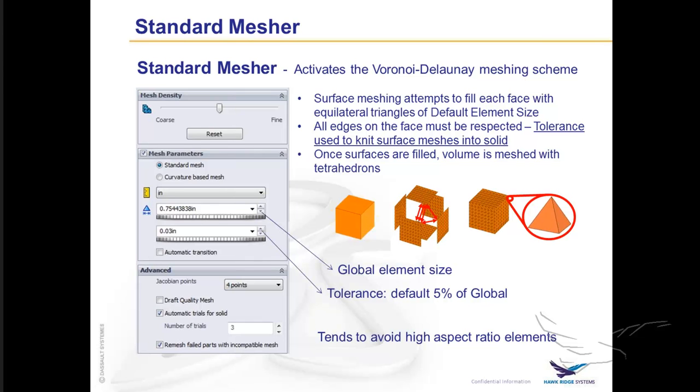So let's talk about the standard mesh first. It activates the Voronoi-Delaunay meshing scheme. Basically what it does is it meshes the surfaces first, it meshes the faces first. Then it uses the tolerance value to knit them into a solid, and once that has been knit, it fills the volume with the rest of the tetrahedrons. So we have two inputs for the standard mesh, the global element size and the tolerance. The good thing about the standard mesh is that it does tend to avoid sharp triangles or triangles with high aspect ratio, and I'll illustrate that in a second.